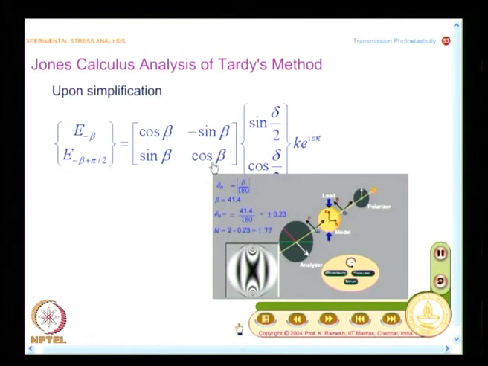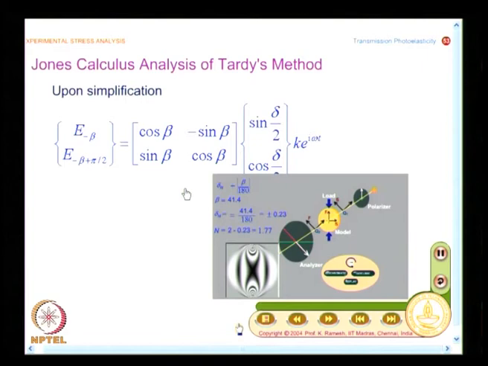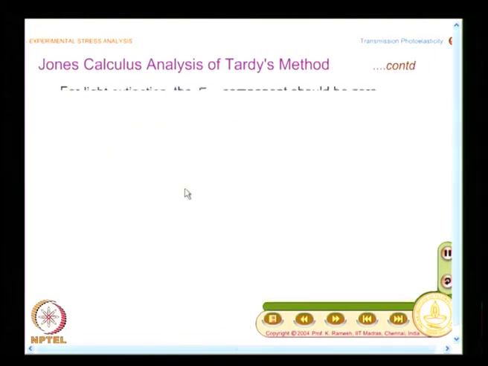Now, I am going to say that the horizontal component goes to 0, and finding that out is fairly simple. That you can work out, and when I do this, I have it like this.